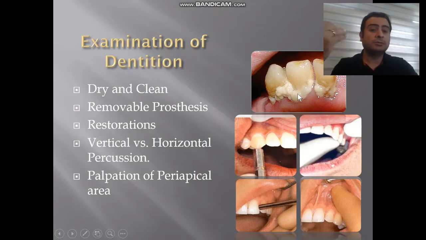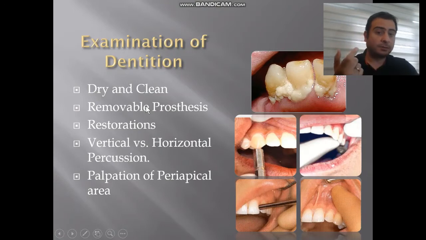We need to remove the plaque in the first instance, and then we can get a proper visual inspection of the dentition beneath. Removable prostheses: if the patient is wearing removable dentures, for example partial or complete dentures, these need to be examined in the first instance within the oral cavity, and then we ask the patient to take them out. We examine the prosthesis itself and the area just beneath it.